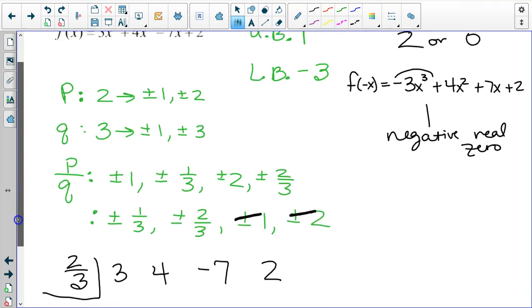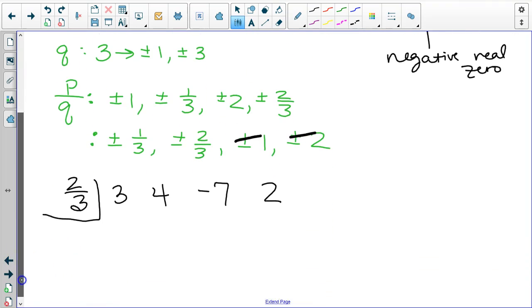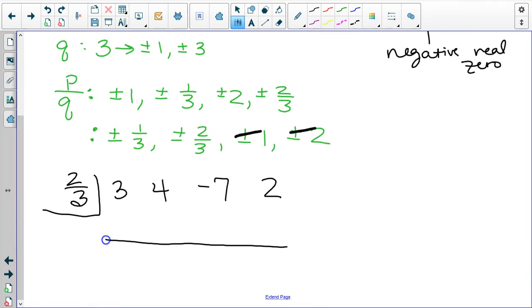3, 4, negative 7. They were in order, right? And they're not missing anything, so I don't have to put a 0. Bring the 3 down. 3 times 2 is 6. 6 divided by 3 is 2. 4 plus 2 is 6. 6 times 2 is 12. 12 divided by 3 is 4. Negative 7 plus 4 is negative 3. Negative 3 times 2 is negative 6, and negative 6 divided by 3 is negative 2.